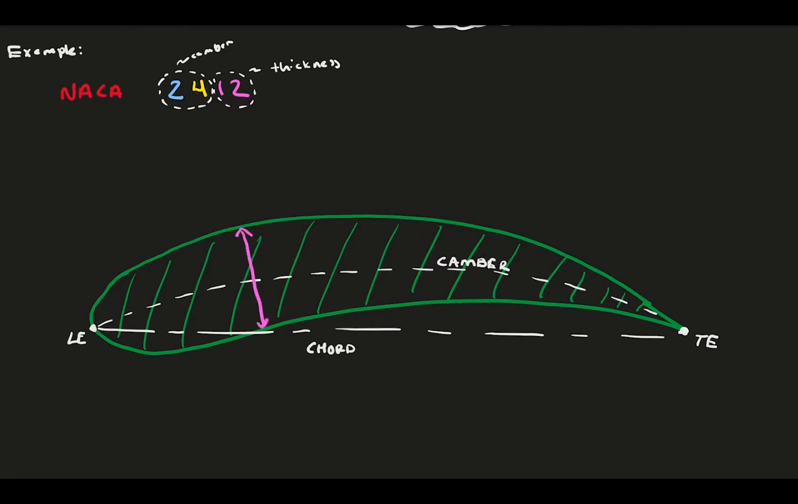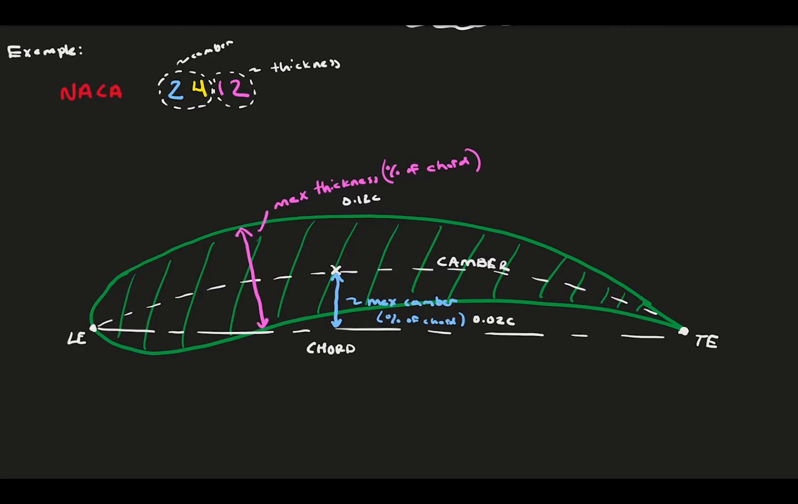The maximum thickness of the foil is controllable and is represented by the last two digits of the 4 in percent of chord. For example, our NACA 2412 has a maximum thickness that is 12% of the chord. Now, let's consider the camber. There are two important aspects of the camber that we can tweak.